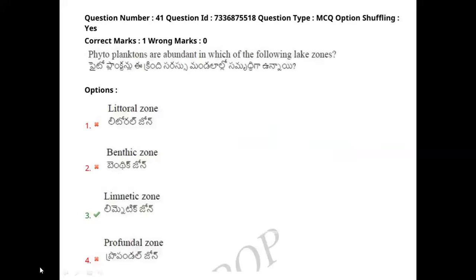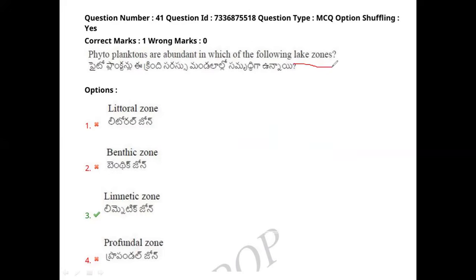And coming to your first question, let's move to the first question. As I already said, 40 questions were covered in Part A. This is the 41st question. Okay? Next. Phytoplanktons are abundant in which of the following lake zones?